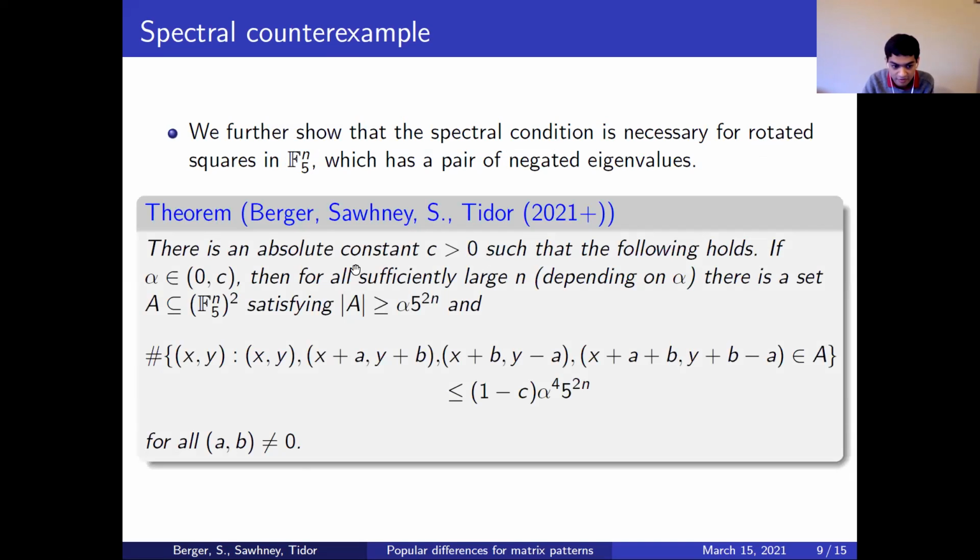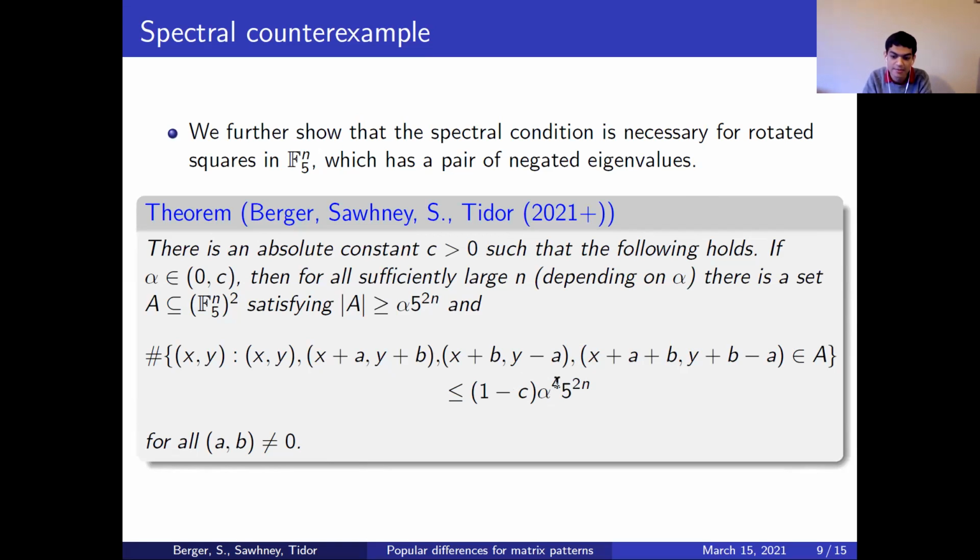And just to be very explicit about what we prove, we show that if I have some density alpha, then I can find a set in F5 to the n squared, so G squared, where G is F5 to the n, such that for any non-zero difference, AB in G squared, if you look at the number of rotated squares that are rooted at some point, xy, so you can see this is the point plus the difference, this is the point plus the rotated difference, and this is the fourth point of the square, the total amount is always at most 1 minus c times alpha to the 4 when alpha is sufficiently small. You can always find a set like this.